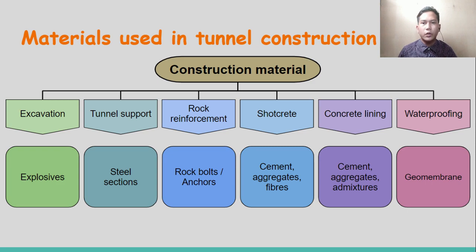The flow chart shows the construction materials that is commonly used in tunnel construction. For excavation in rock ground condition, explosive will be used. For tunnel support, steel section will be built to avoid collapse. In rock reinforcement, rock bolts or anchors are used to support the ground. For shotcrete and concrete lining, it is commonly used for cement and aggregates. And for waterproofing, a common geomembrane will be chosen as its element.